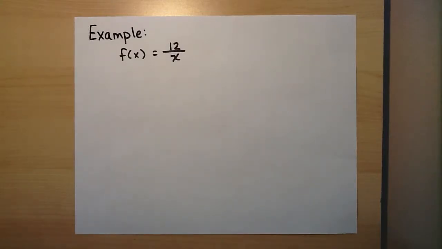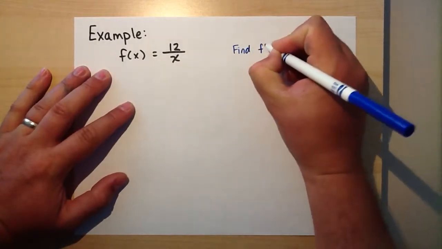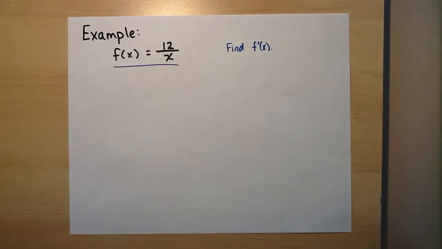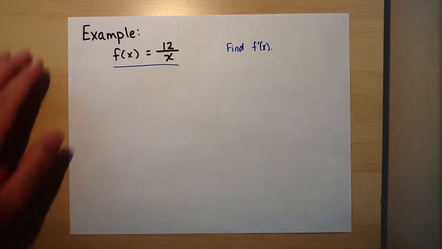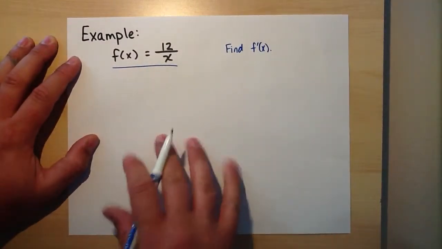So in this example, we're going to find f prime of x of the following function, 12 divided by x. Once you learn your basic derivative rules, this will become much simpler. But if you're having to do the definition of derivative with a function like this, make sure you leave enough space on your paper. Keep yourself organized.